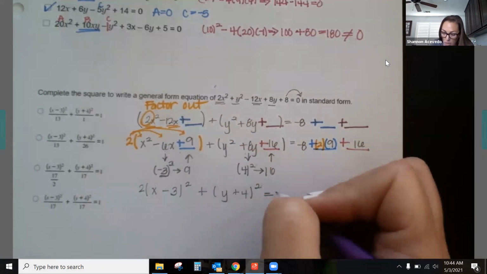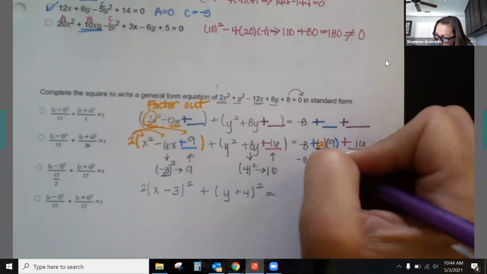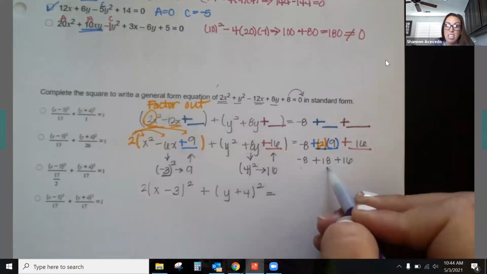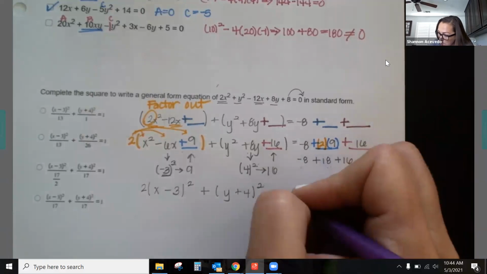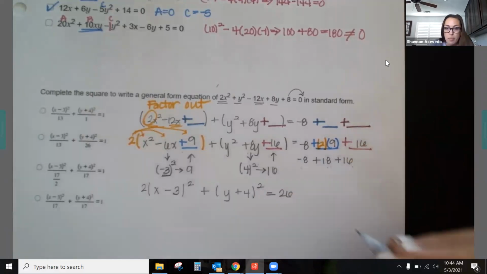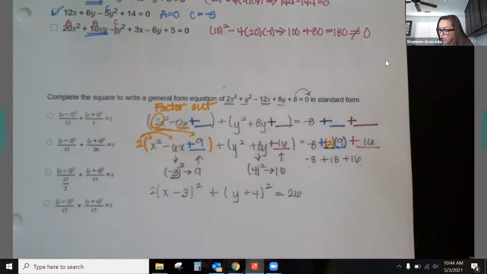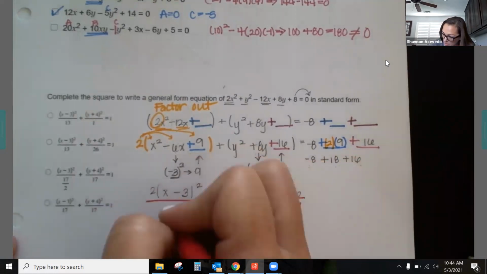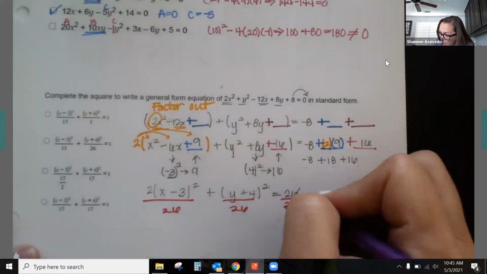Is equal to, so this is going to be negative 8. This is plus 18 plus 16. So this is going to give me negative 8 plus 18 gives me positive 10. Plus 16 is 26. Has to be equal to 1. So the way that I make it equal to 1 is I divide everything by 26. So this simplifies to just the value of 1.